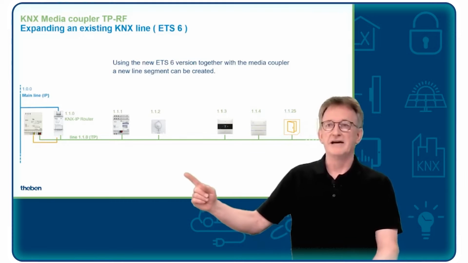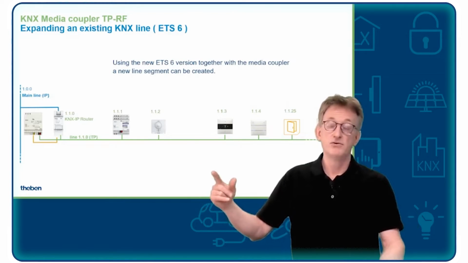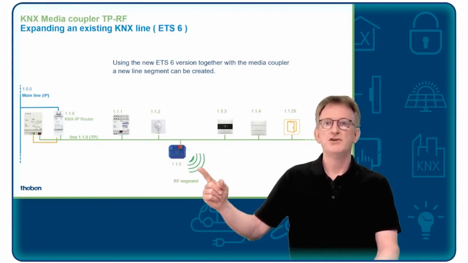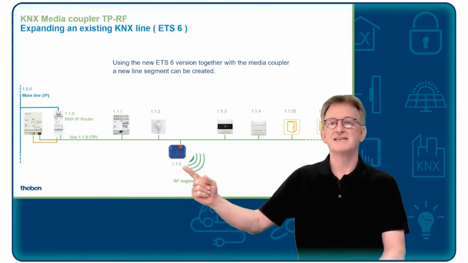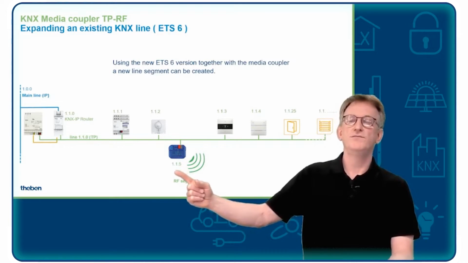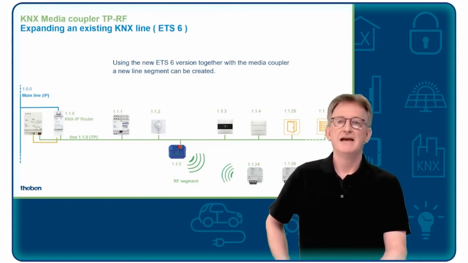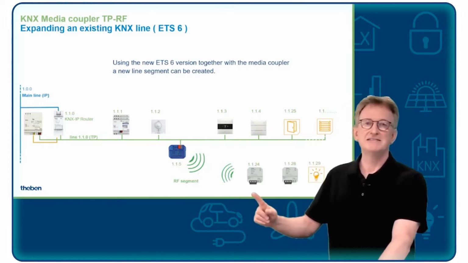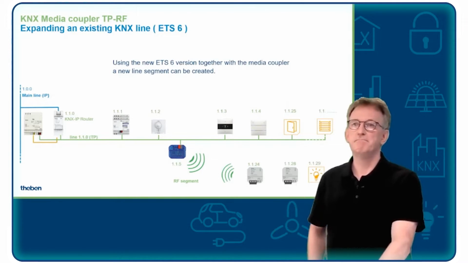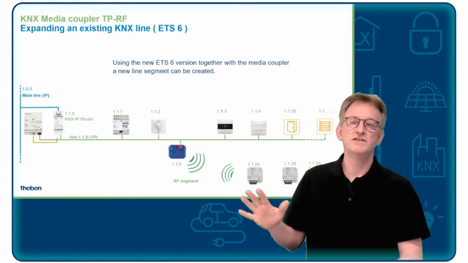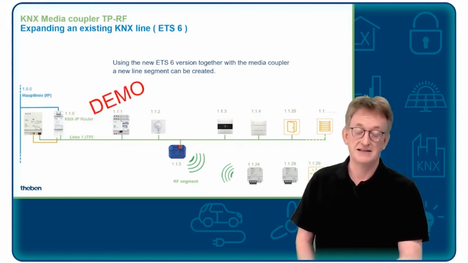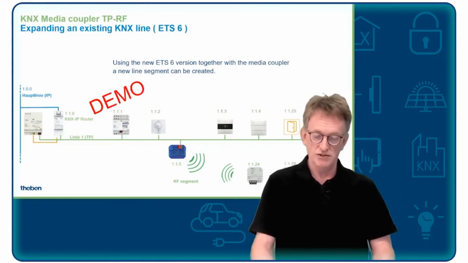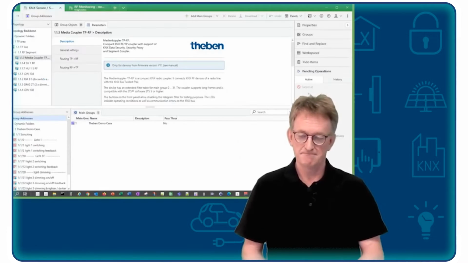So now with the segment coupling only supported in ETS 6, you just add your media coupler directly to the existing line. It will just get a free physical address from that line, and you add additional devices to it, and that's it. So topology is fine, everything is fine, looks great, will work. I think that's nice. I will just show it how to do that in ETS.